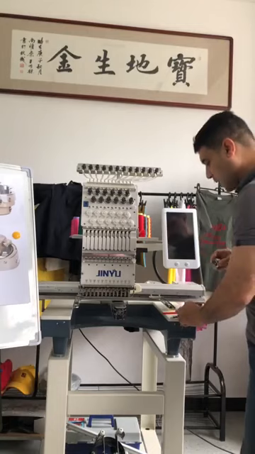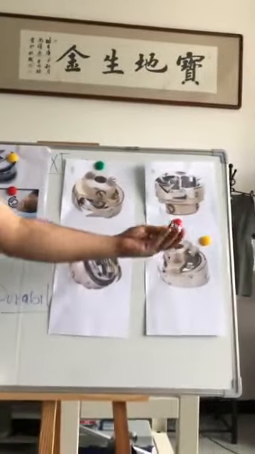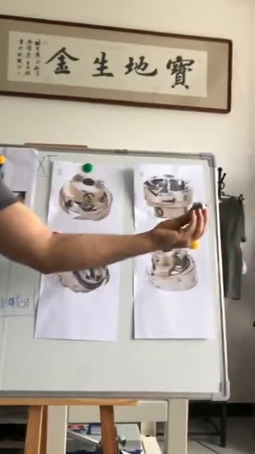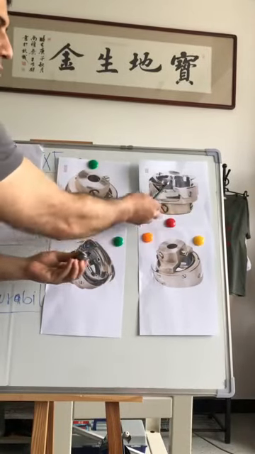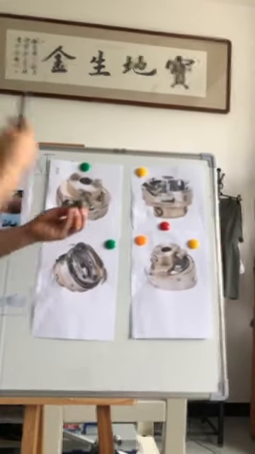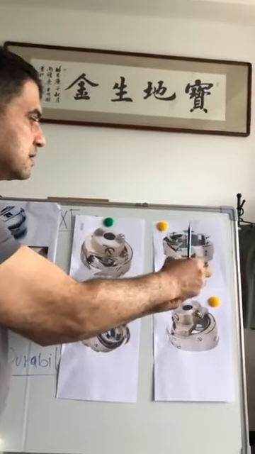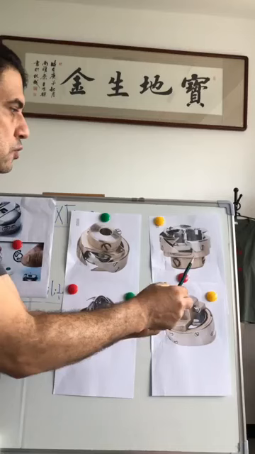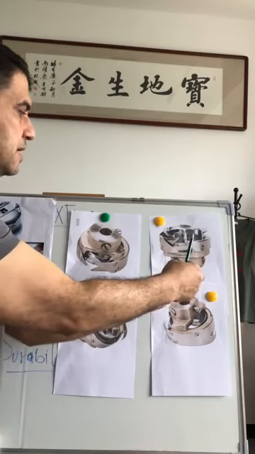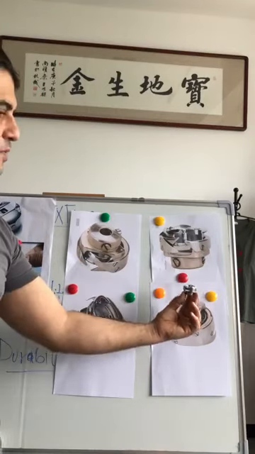So, about the rotary hook, I made some photos, making the rotary hook bigger to understand. This is the rotary hook here. The hand is too small, so I made it big here to understand more. If I catch the rotary hook like this, I will find this position of the rotary hook. It will be exactly like this.